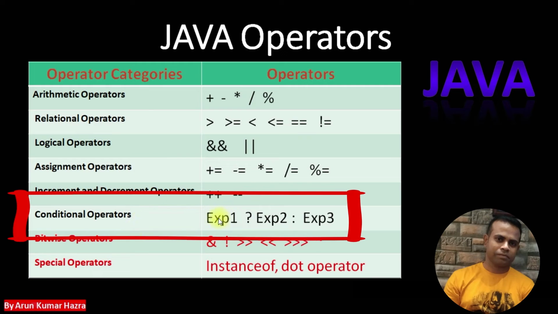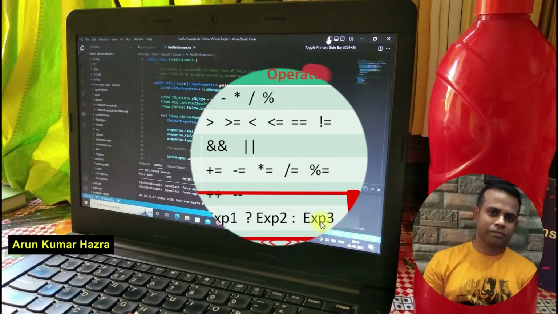Conditional operator, where it should look like this. First your expression 1, then based on this expression 1 it will return this value or this value.